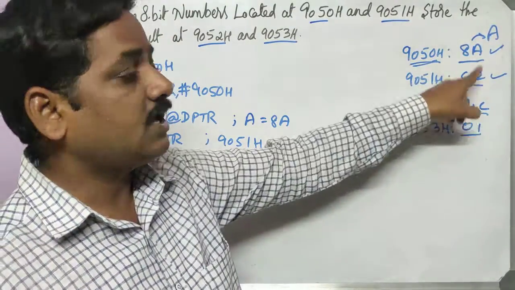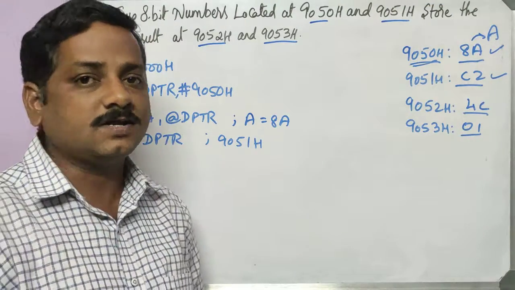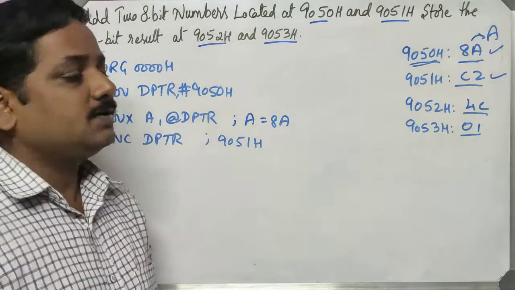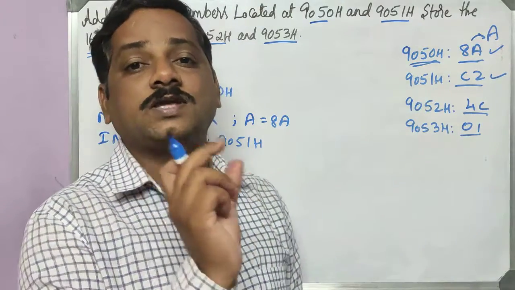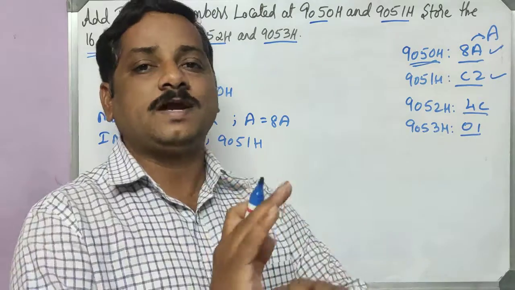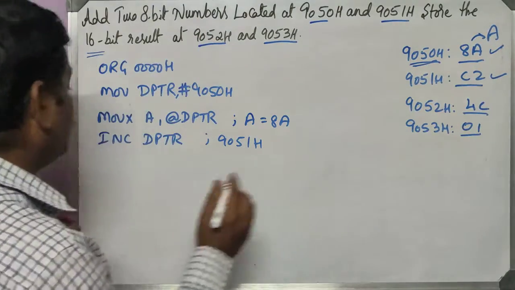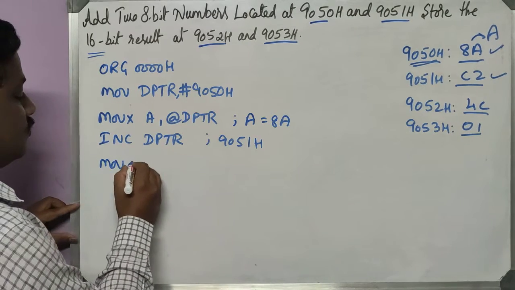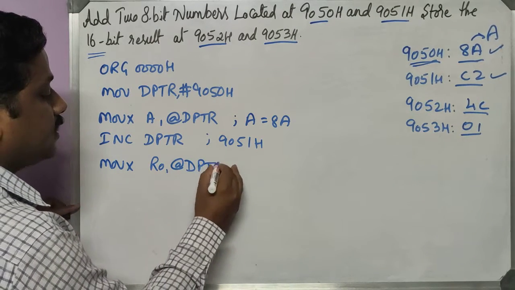Now this data has to be moved to register R1. You can take R0 also. Let me take R0. So I want this in R0, and then I can have an instruction called ADD A comma R0. Both will be added together. Now how to move this to R0? You may follow this and get this line: MOVX R0 comma @DPTR.